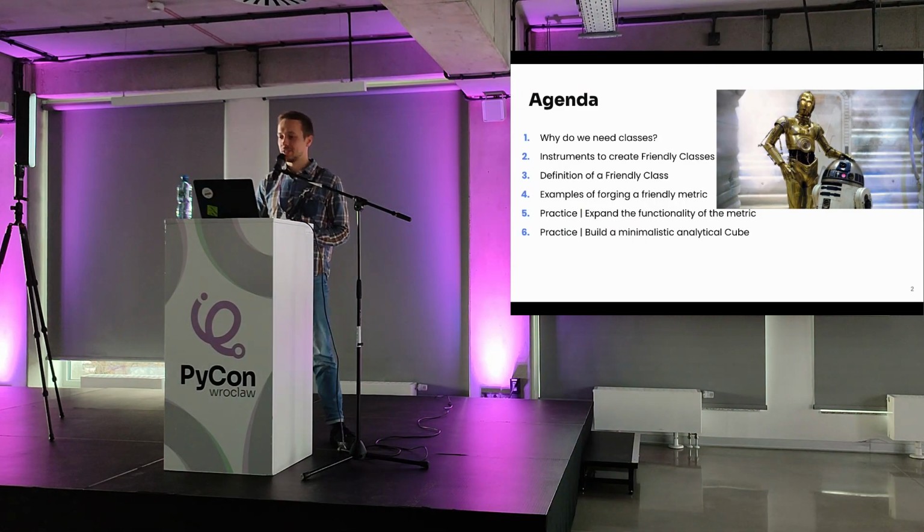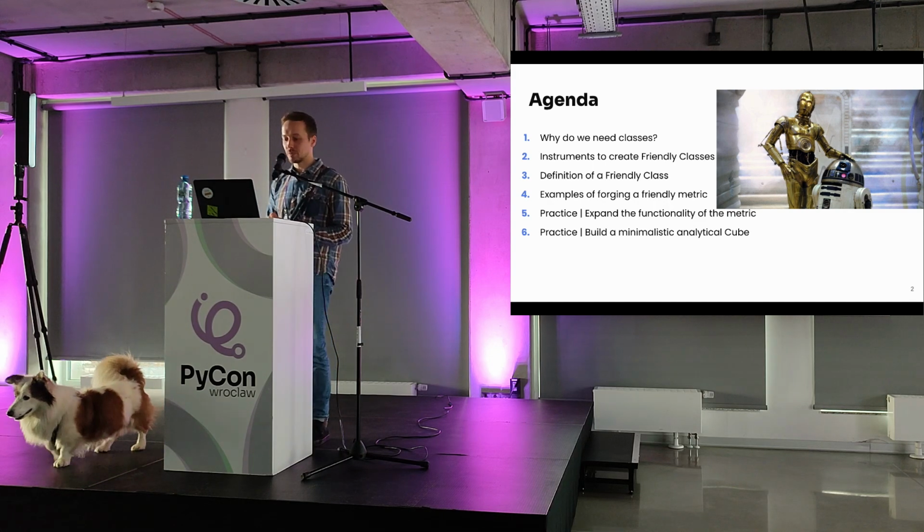So what is our agenda for today? First of all, we will answer the question of why we need classes. Then, we will look into the instruments that we will use to create friendly Python classes. Further, we will define them. Then, we will step through examples of code for a friendly metric. Moreover, we will practice. We will start by expanding the functionality of a metric, and ultimately we will build an analytical query.